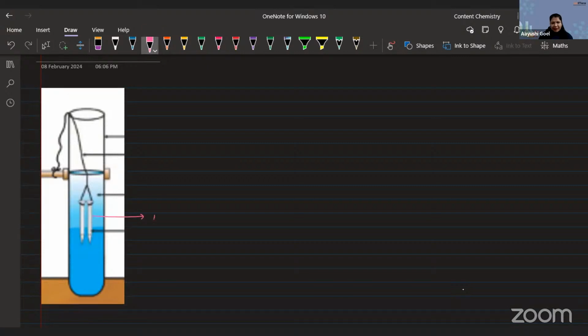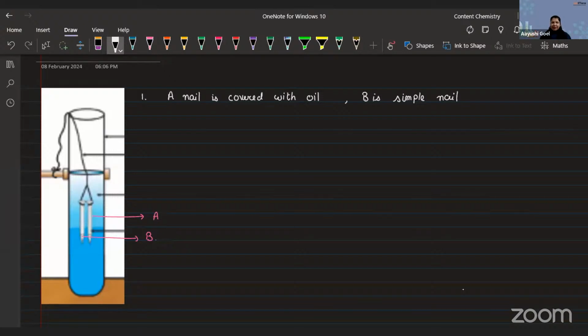Let's say this is my test nail A and this is my nail B here. These are pure iron nails. In the question, what they have given you, point number one: A nail is covered with oil. And B is a simple nail. Now, what will happen in this process?